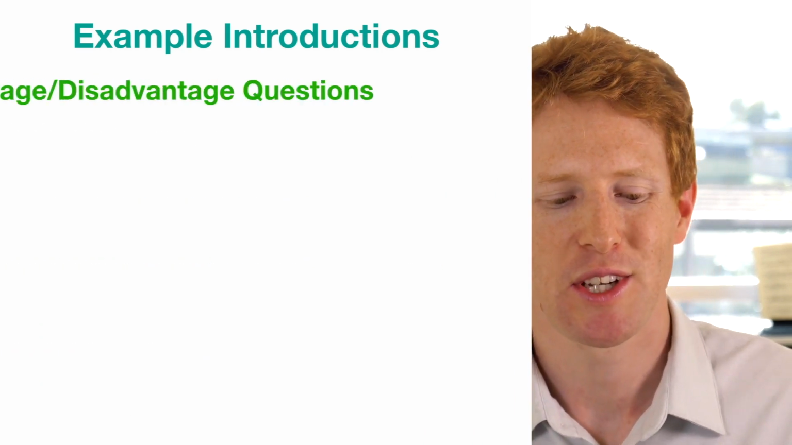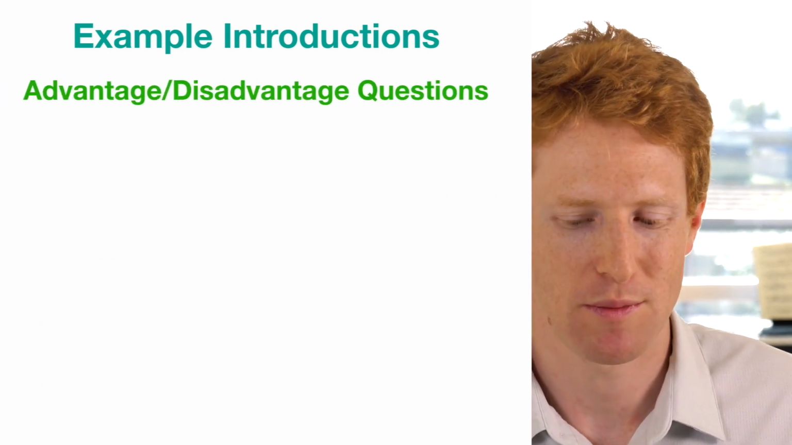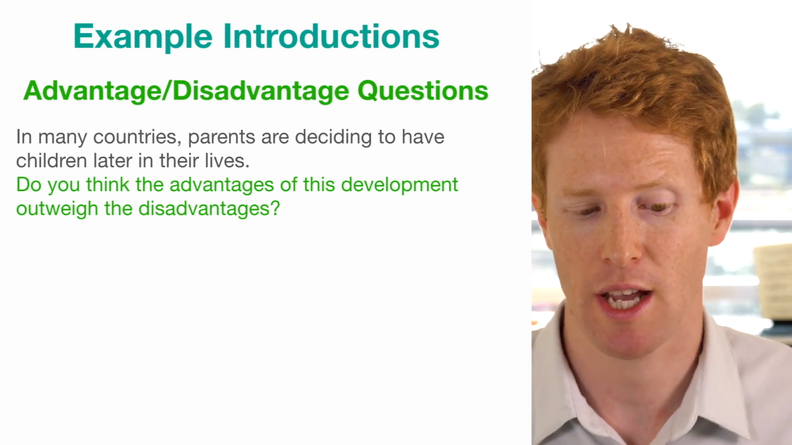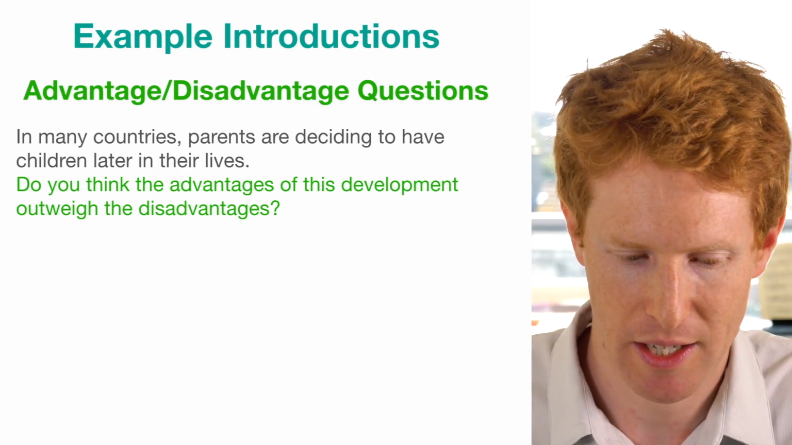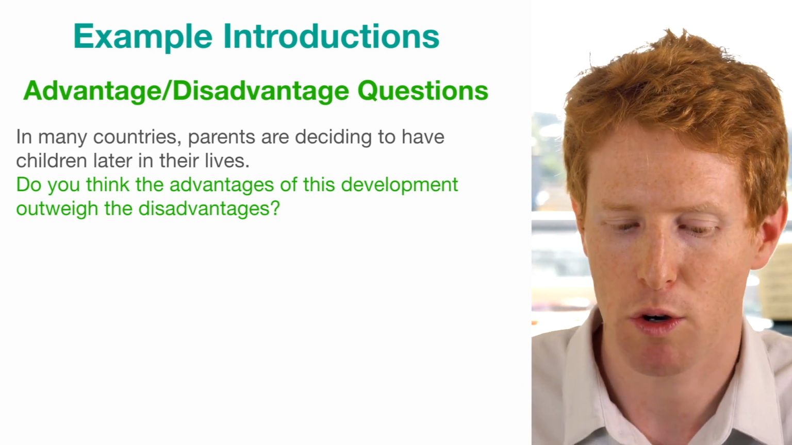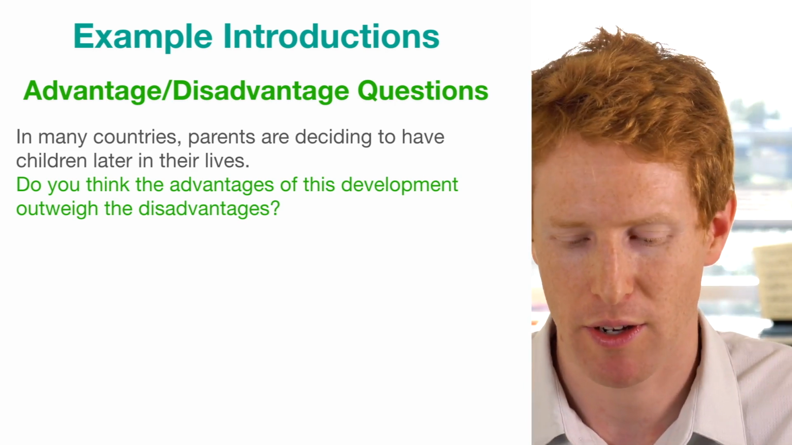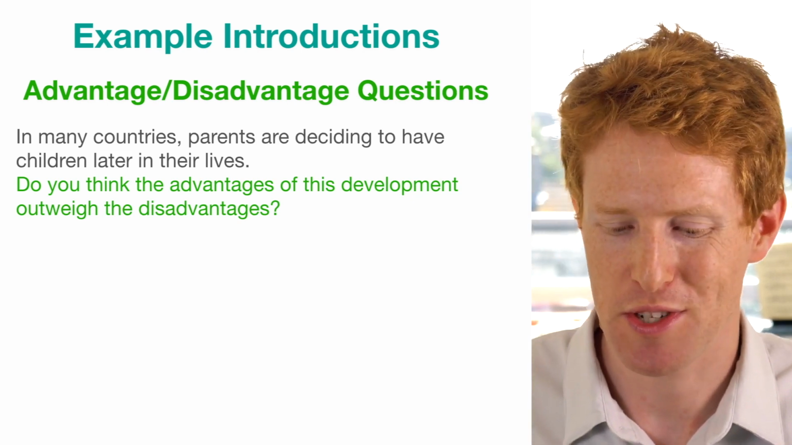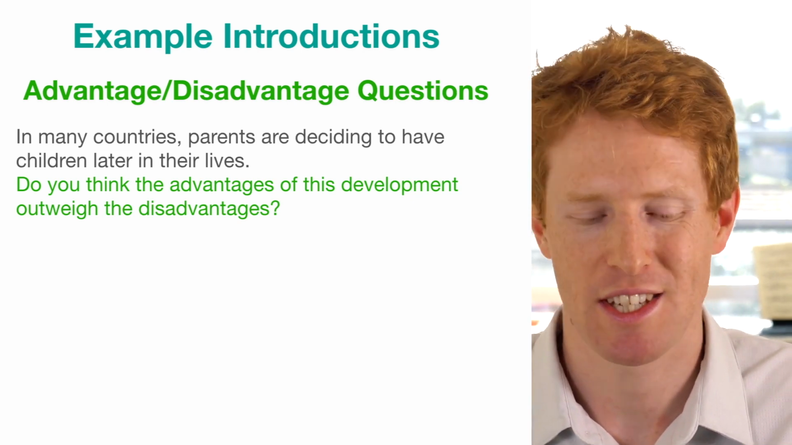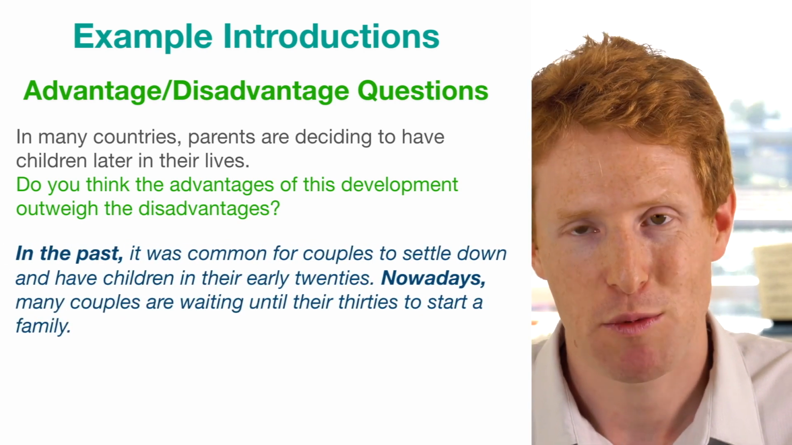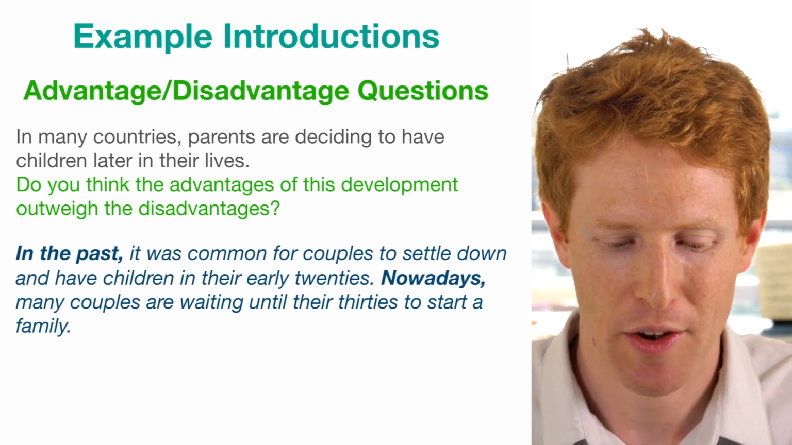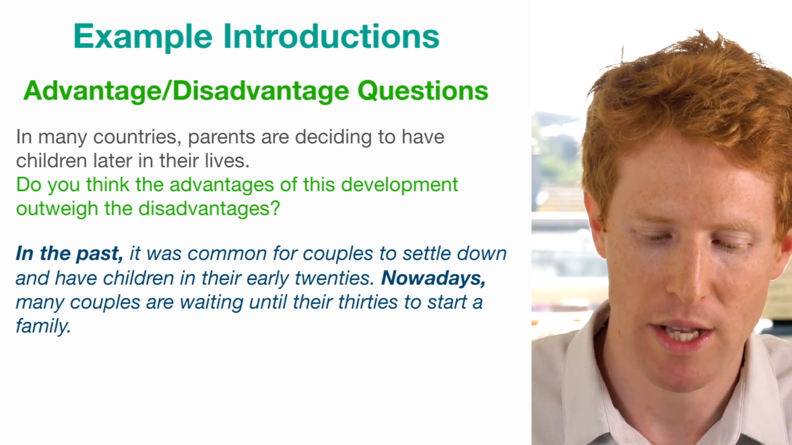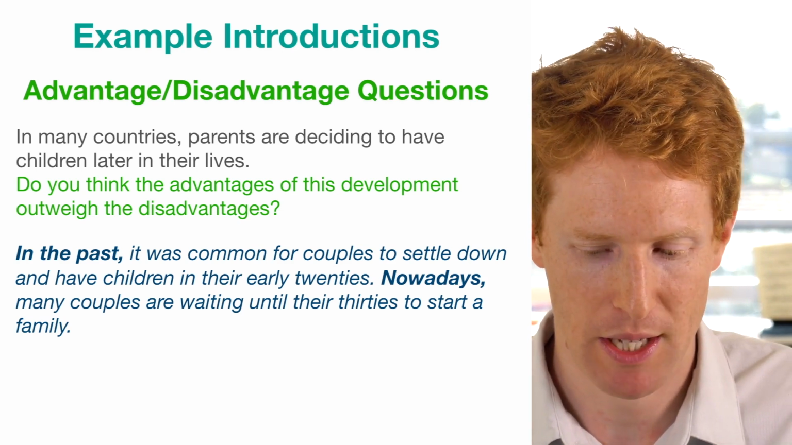Okay, let's look at an advantage-disadvantage question. A question a bit like this. In many countries, parents are deciding to have children later in their lives. Do you think the advantages of this development outweigh the disadvantages? Okay, so we see this development, so we know we can use our in the past, nowadays template. In the past, it was common for couples to settle down and have children in their early 20s. Nowadays, many couples are waiting until their 30s to start a family.